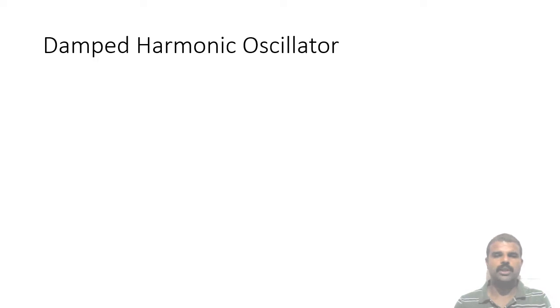Now we'll move to the next case where there is damping. We know that any real oscillator will experience some opposing force from the medium in which it is oscillating. Generally, this opposing force will be proportional to velocity.